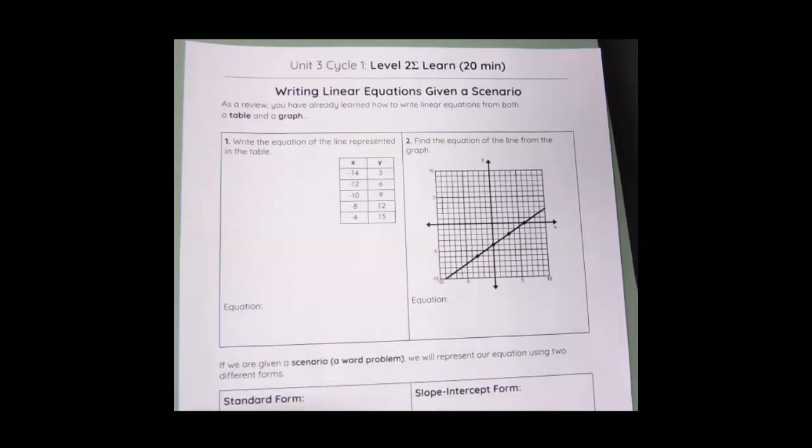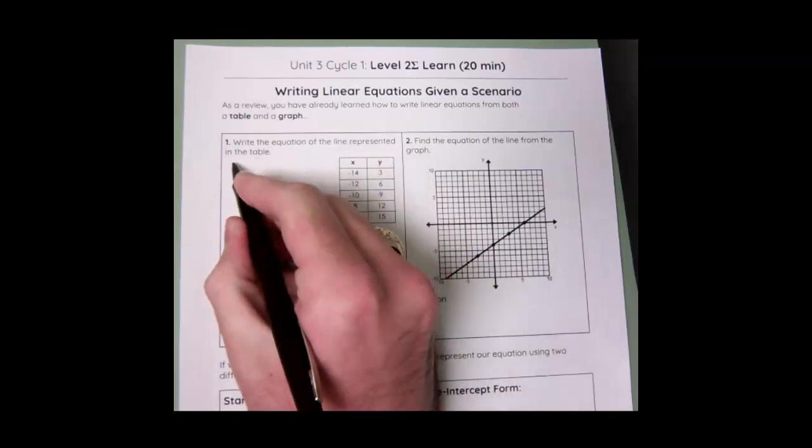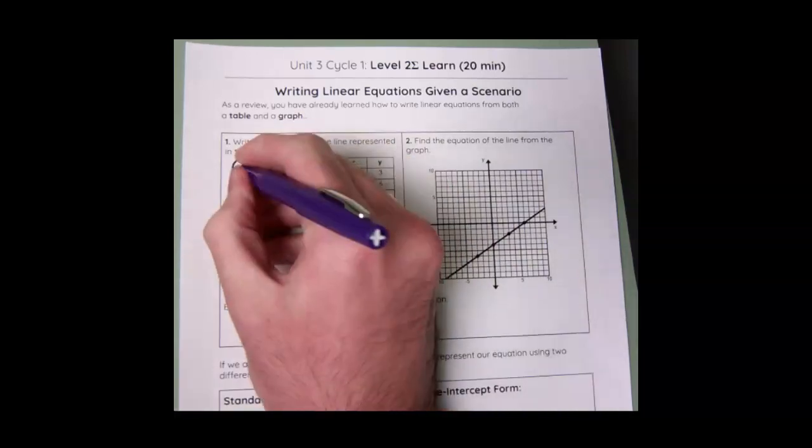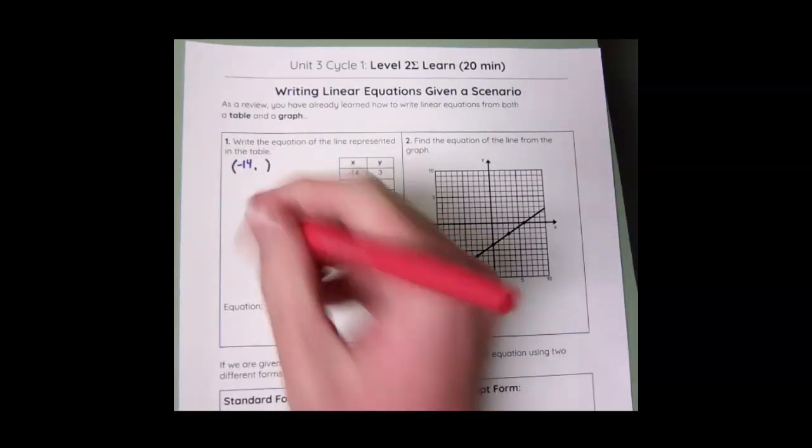So, from a table, how you write the equation of a line is you first of all need a point and you need a slope. So the way you find a point is you just look at the table and you pick one. So I'm going to pick this first point, negative 14, 3. So this is a point, negative 14, comma, 3, right?